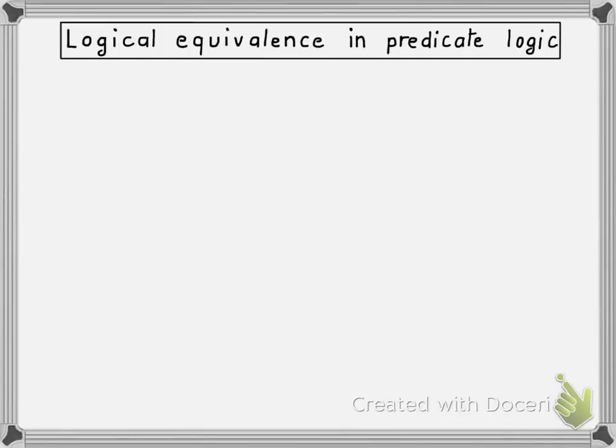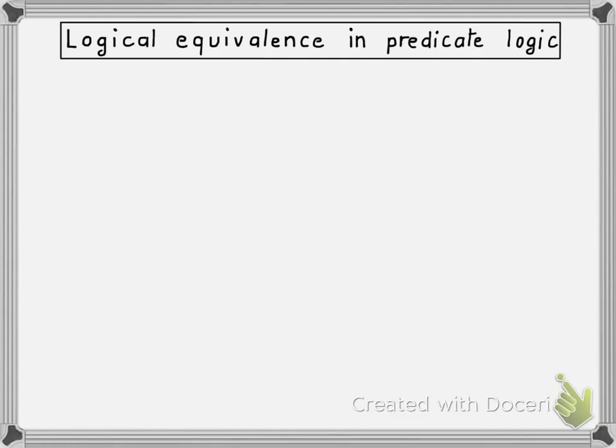Welcome to this last segment on logical equivalence. In propositional logic, we say that two propositions are equivalent if they are always true at the same time and always false at the same time. Well, this concept carries over to predicate logic.